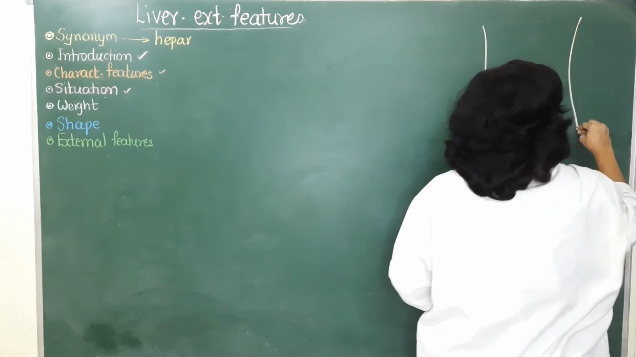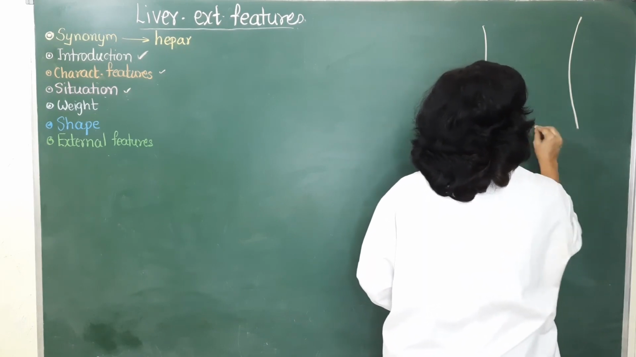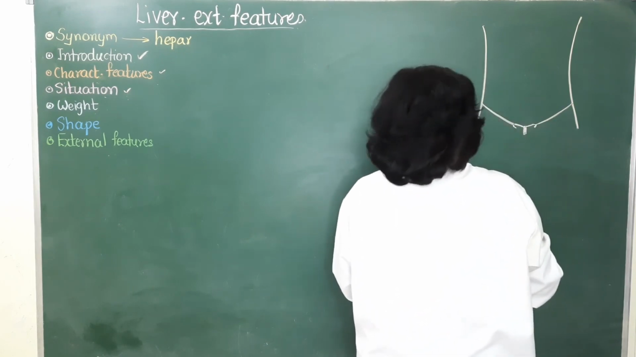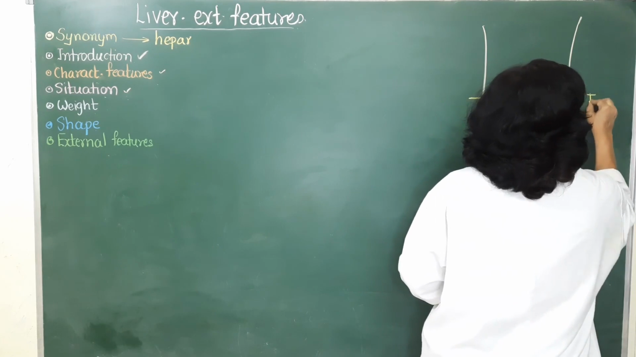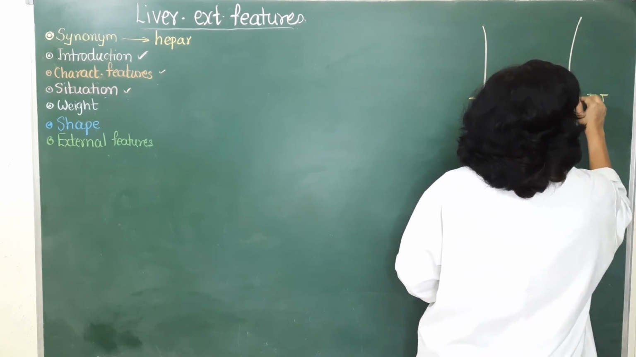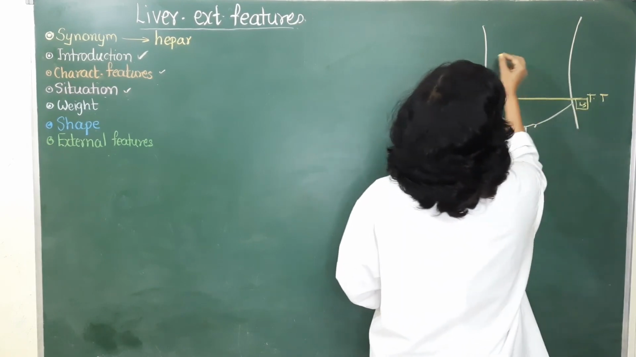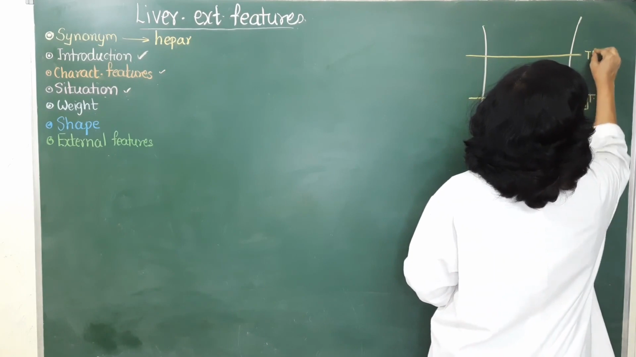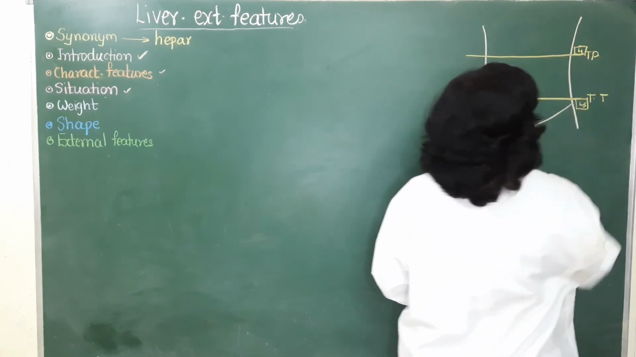Suppose this is the outline of the abdomen. Here you get the pubic symphysis. Here you get a plane. This is the transtubercular plane. It passes through the upper border of L5 vertebra. One more horizontal plane is the transpyloric plane. It passes through the lower border of L1 vertebra.